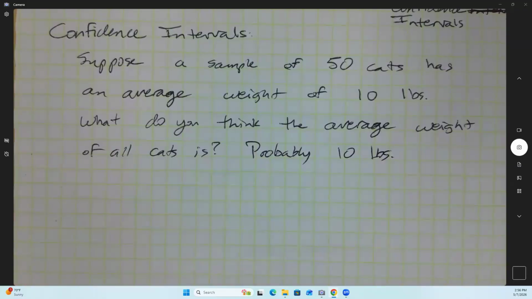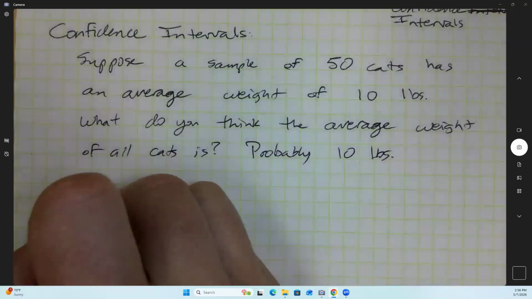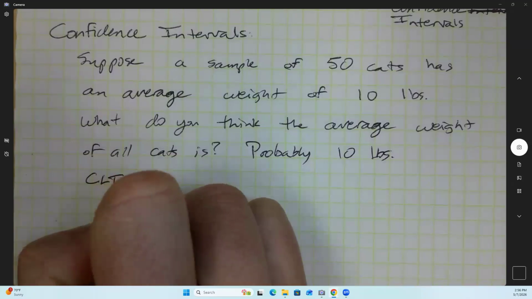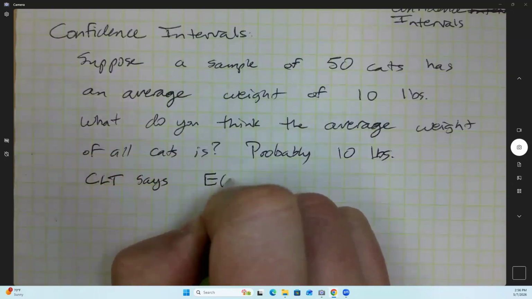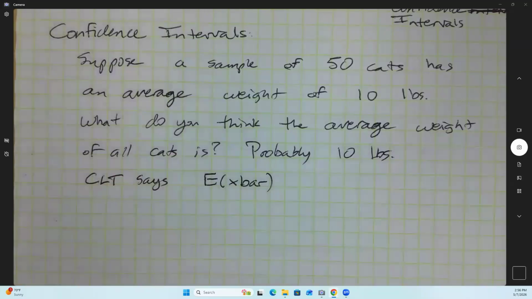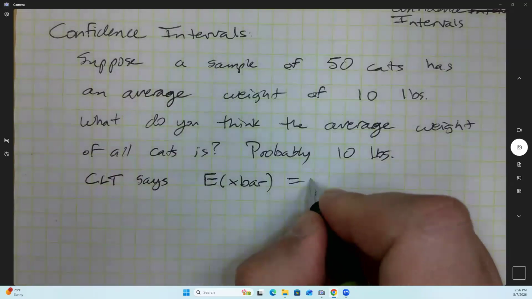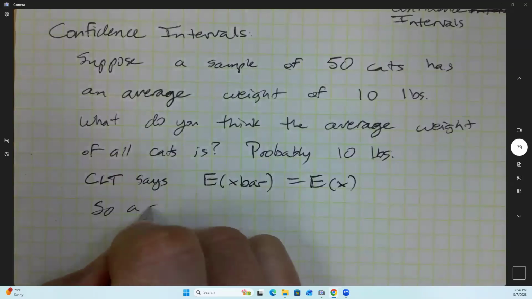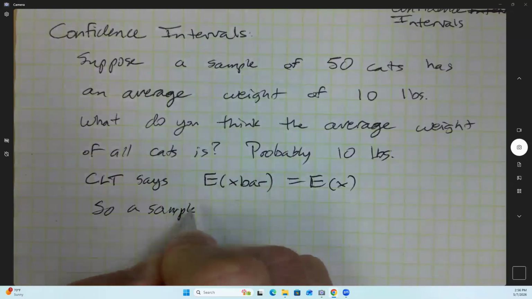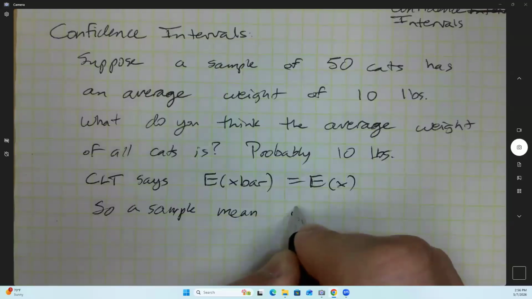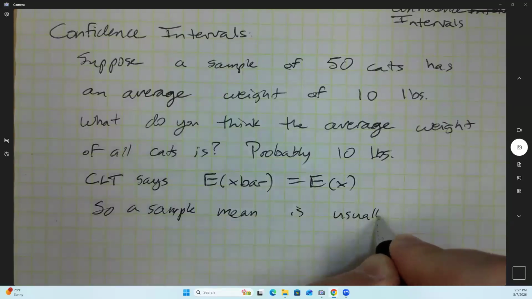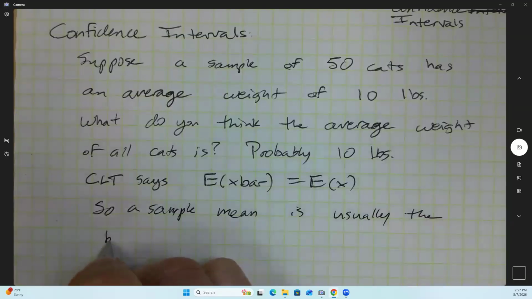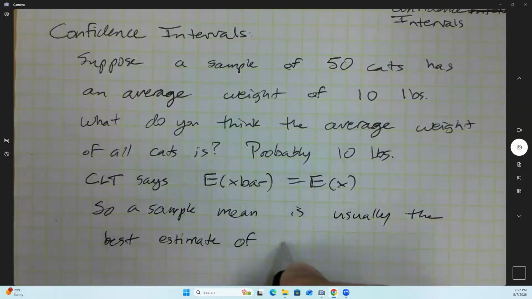Not only that, one of the things that's nice is the central limit theorem says the expected value of our mean is also the expected value of our variable. So a sample mean is usually the best estimate of a population mean.